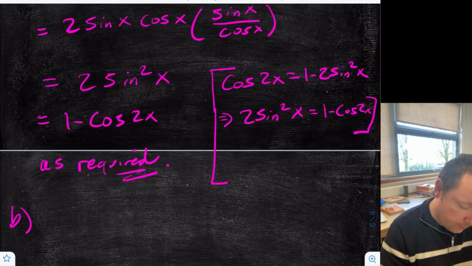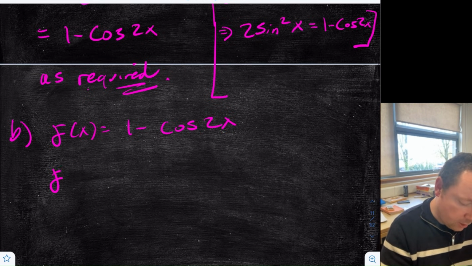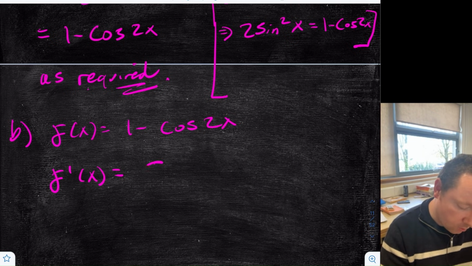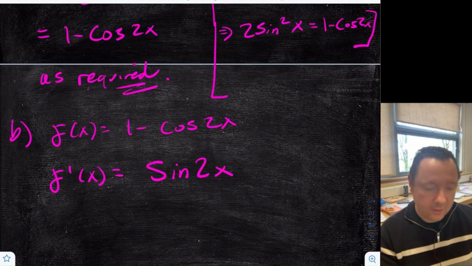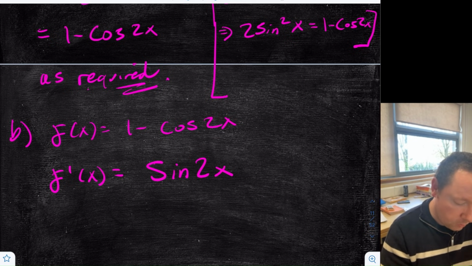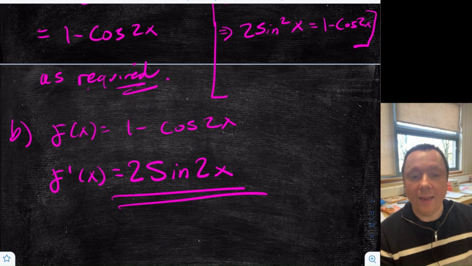Part B, f of x is equal to 1 minus cos 2x now. So f dash x, differentiating each term, 1 goes to 0. Cos, remember, goes to minus sine, so it becomes plus sine, so it's sine 2x because of minus minus. And then, because of the chain rule, we need to differentiate the inner function, which is 2, so times by 2. So we get 2 sine 2x.